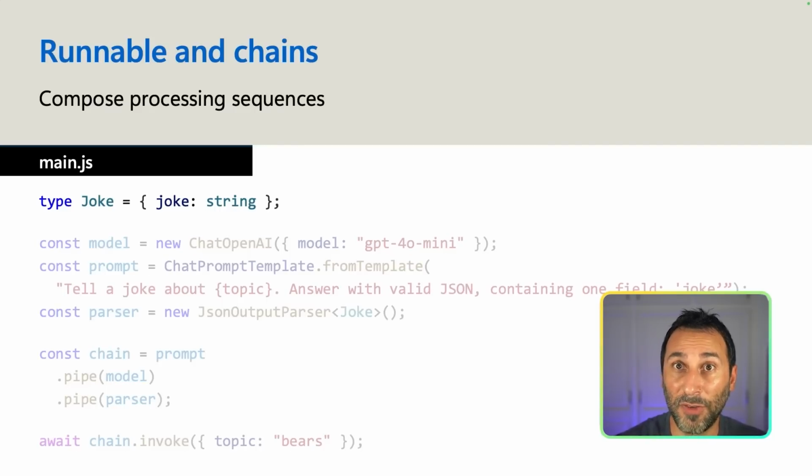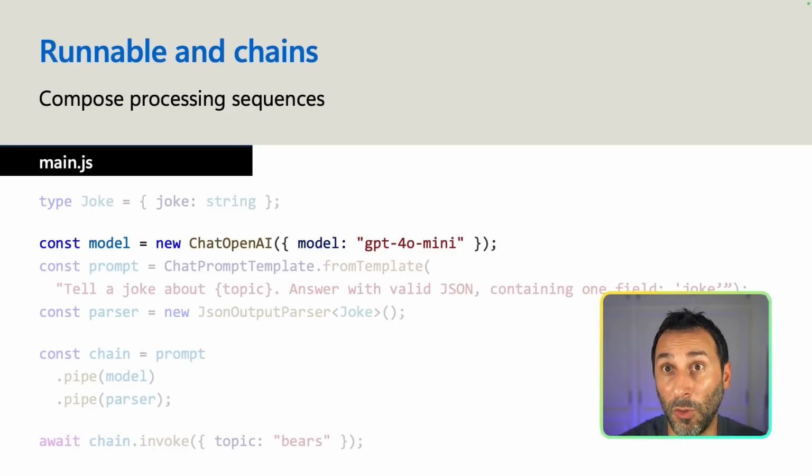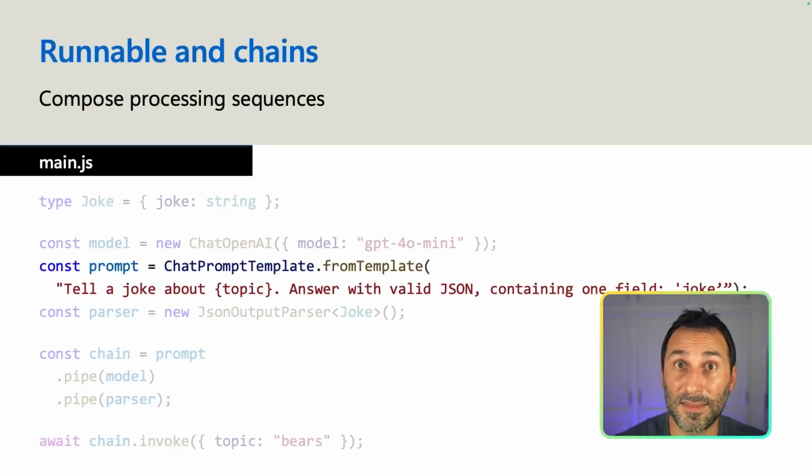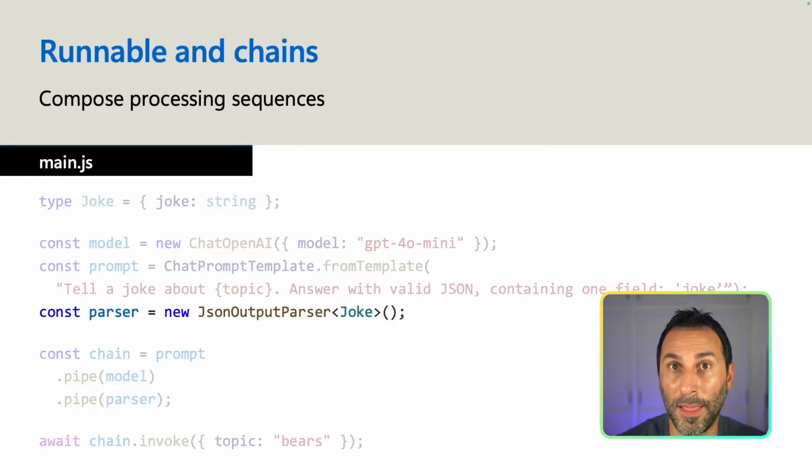First, we define a type for the output object that we want. We initialize a chat model. Here we're using OpenAI's GPT-4o mini. Next, we define our prompt template, where we also ask the output format that we want. Then we create a parser to transform JSON into an object conforming to the joke type that we define.